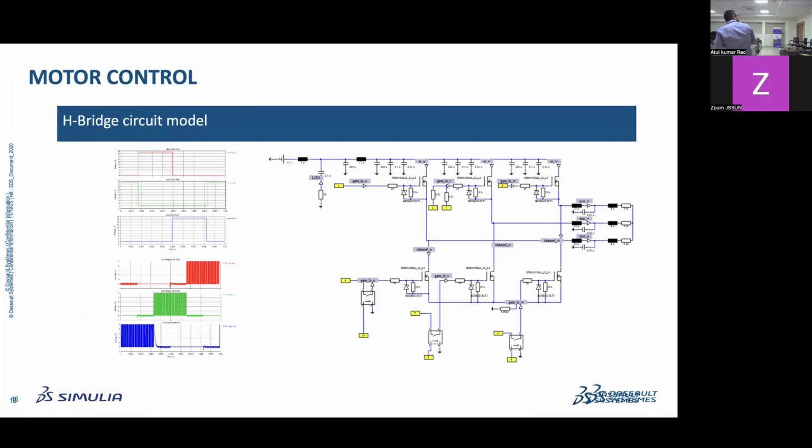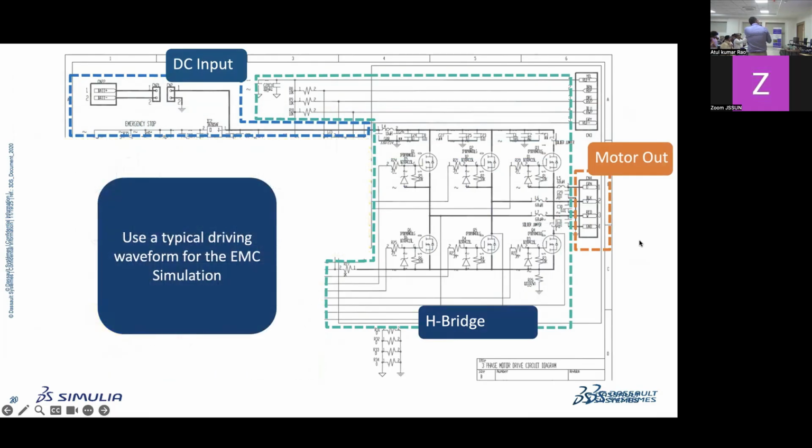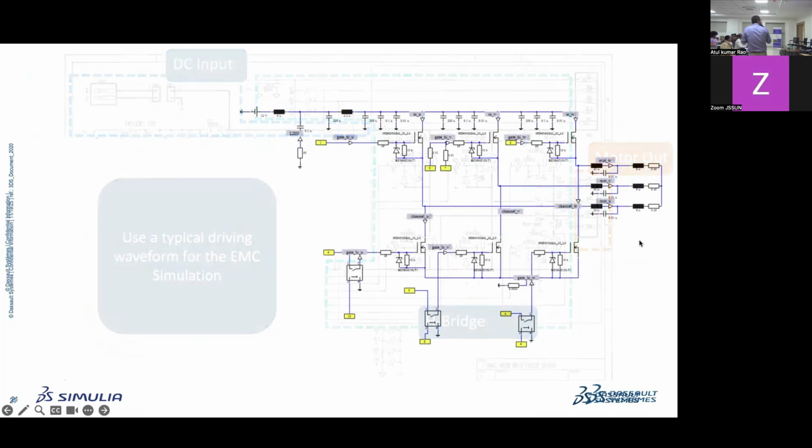And then at the end of it, you have a model of a motor. So in order to run the PWM signal, we have a macro. This is of course the typical schematic that you would actually deal with. You have your H-bridge control logic, DC input and motor output. But we now use the typical driving waveform in CST.